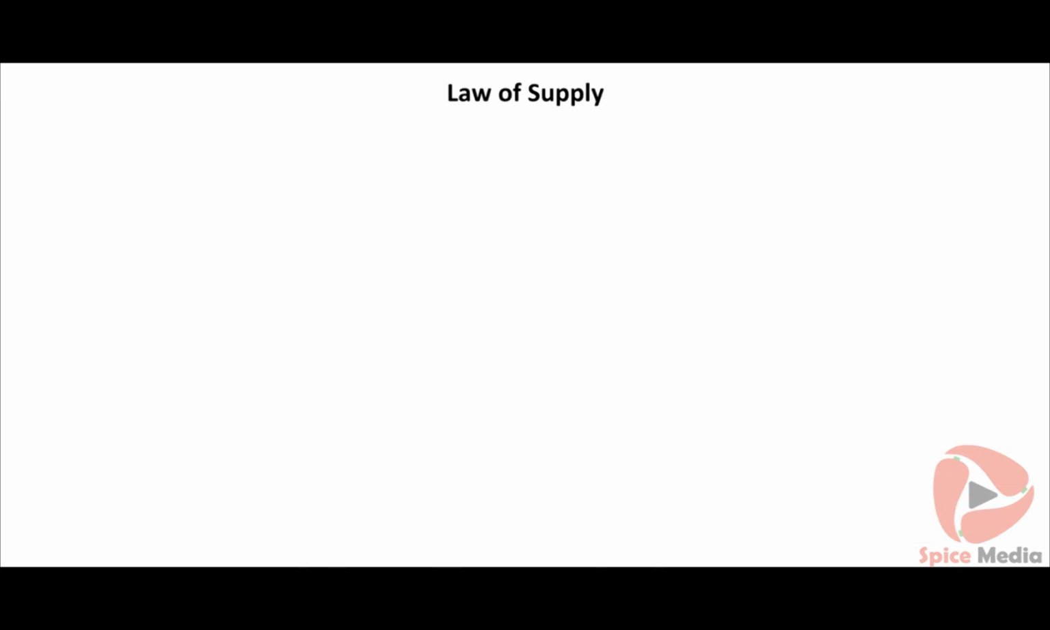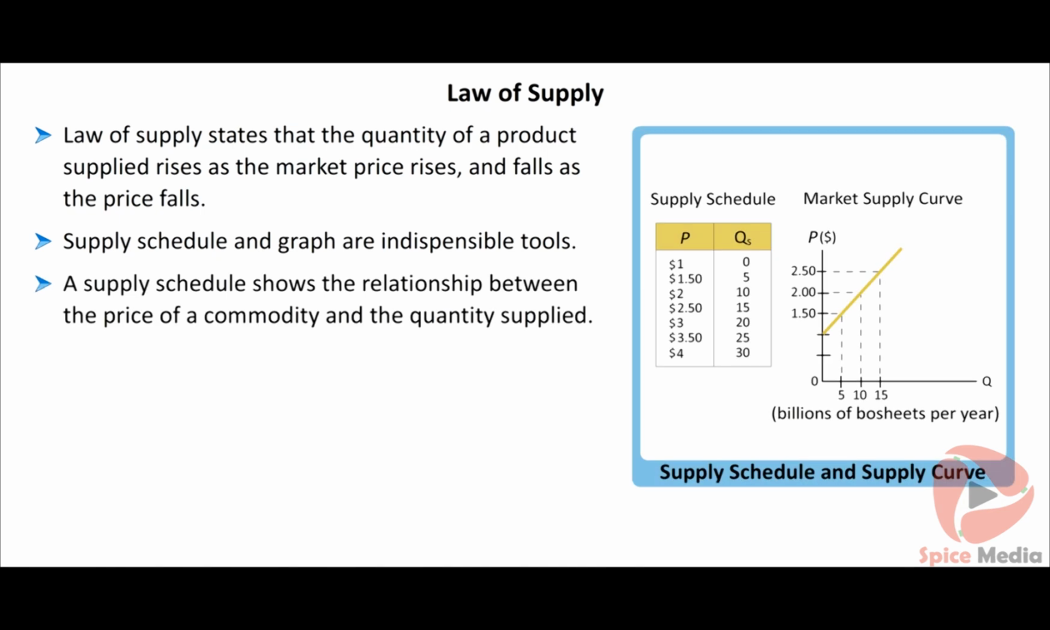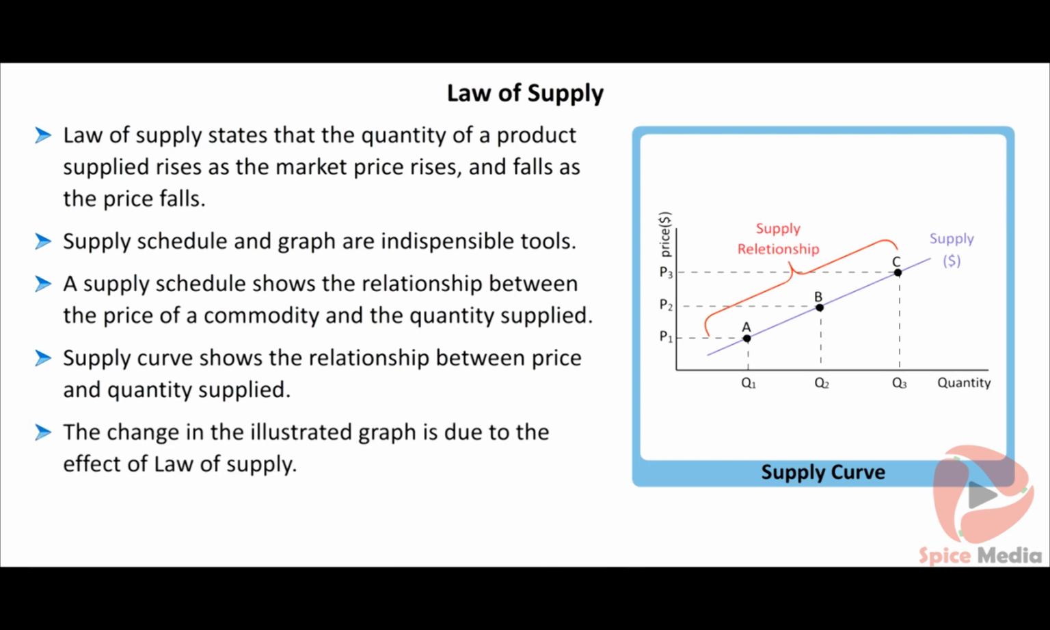Law of supply. Law of supply states that the quantity of a product supplied rises as the market price rises and falls as the price falls. Supply schedule and graph are indispensable tools in learning law of supply. A supply schedule is a table that shows the relationship between the price of a commodity and the quantity supplied. Supply curve shows the relationship between price and quantity supplied. The change in the illustrated graph is due to the effect of law of supply.